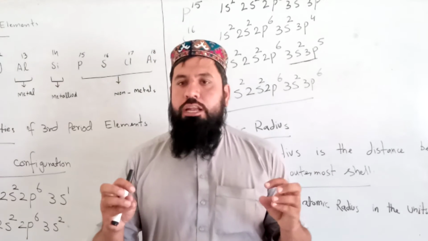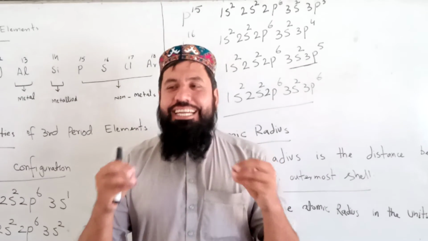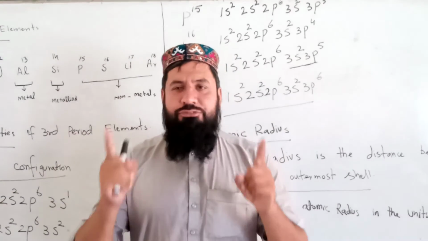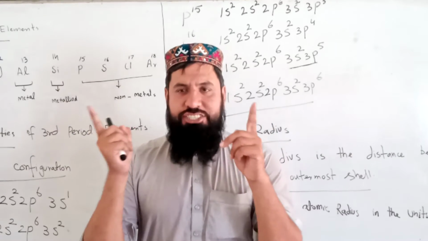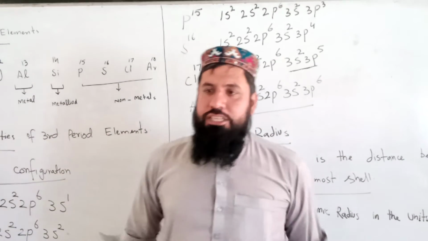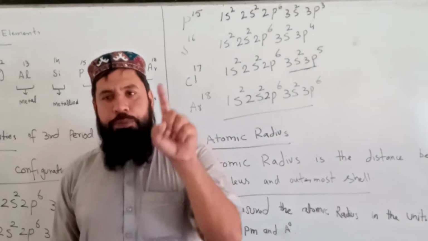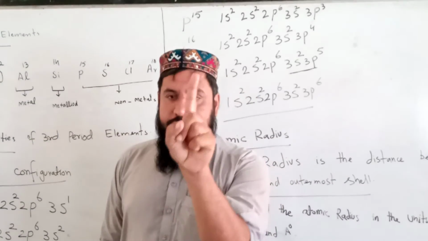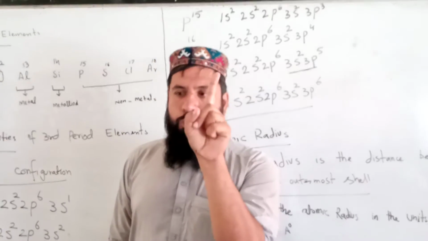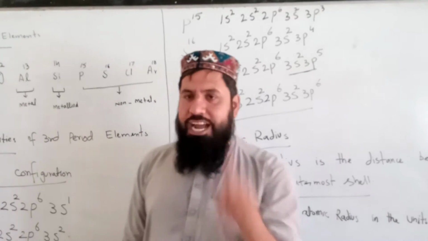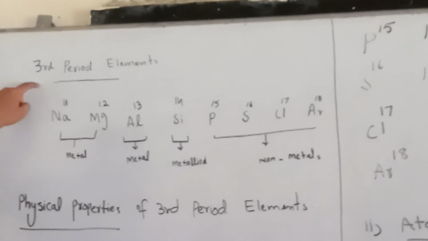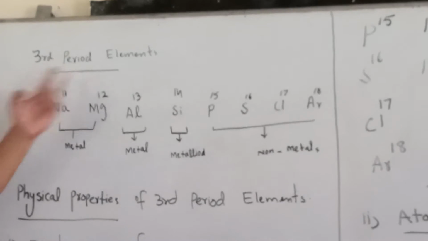Today we are going to start the second year course. Keep in mind this is the first lecture of the first chapter in second year. The chapter name is S block and P block elements. This is chapter number 13, S block and P block elements, and today we are going to start the third period elements, the first topic in second year chemistry.